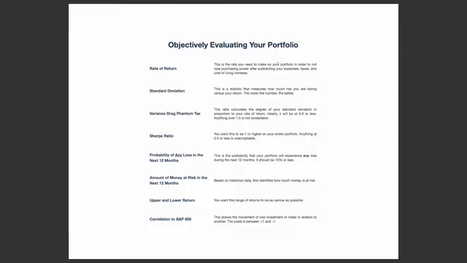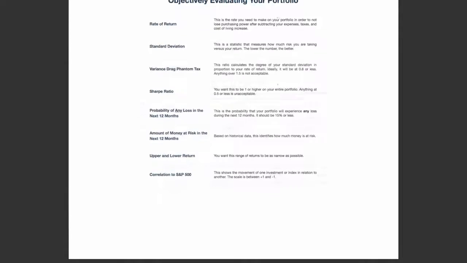But when you're doing this analysis, you're going to see how the probability of any loss in the next 12 months and the amount of money at risk goes down dramatically if you were able to construct a portfolio with a lower volatility. If you have a portfolio with a volatility over 1.5, you have a huge problem in your portfolio. And I mean that by your variance drag phantom tax. So let's go ahead and just show you the calculator.